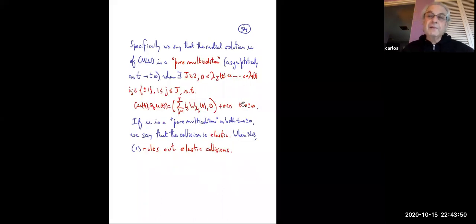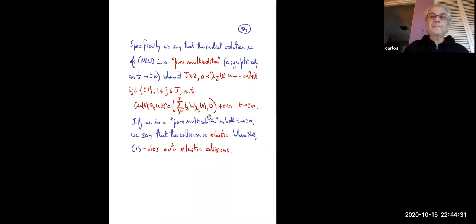So let me be specific here. We define a radial solution U of NLW to be a pure multi-soliton, let's say asymptotically as time goes to plus infinity or as time goes to minus infinity, when you have well-separated scaling parameters, signs, such that our solution for large time looks like this sum of separated solitons. And this lambda j is lambda j of t.